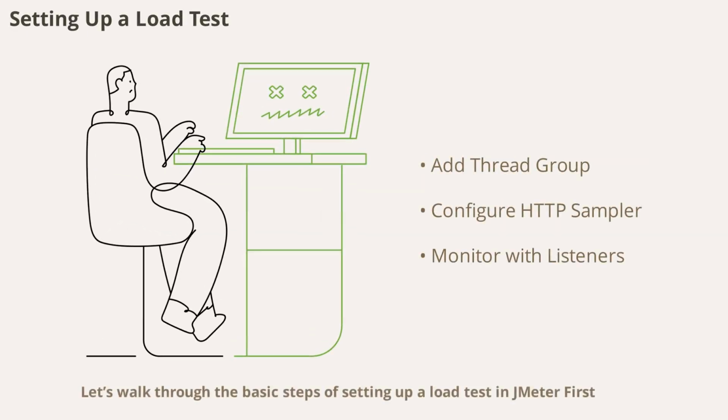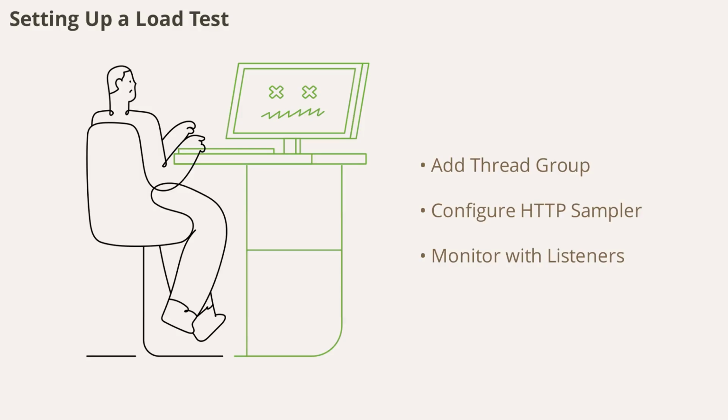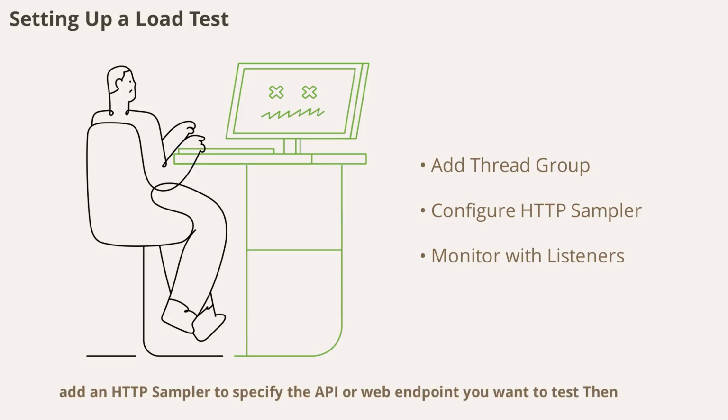Let's walk through the basic steps of setting up a load test in JMeter. First, add a thread group to define your users, ramp-up period, and loop count. Next, add an HTTP sampler to specify the API or web endpoint you want to test. Then include a listener such as the summary or aggregate report to collect results. Finally, run your test and monitor the response metrics to evaluate performance.